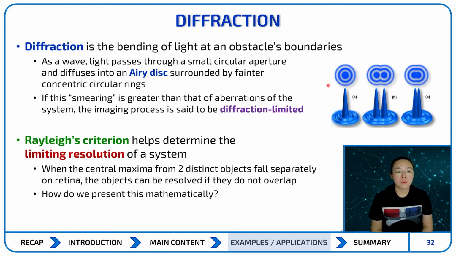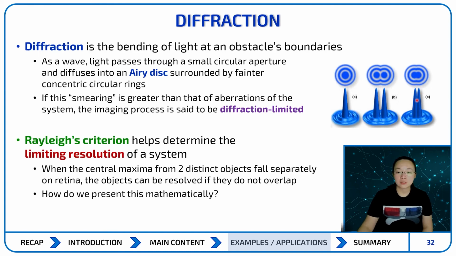In terms of being able to figure out the limiting resolution of a system, we fall back to something called Rayleigh's criterion. Rayleigh's criterion states that when the central maxima from two distinct objects fall separately on the retina, the objects can be resolved if they do not overlap. Over here, there is some overlap, but the central maxima should not overlap. Here, there are clearly two central maxima and they don't overlap. Even though the airy disks do overlap, the two peaks do not.